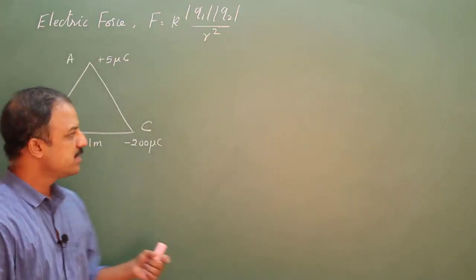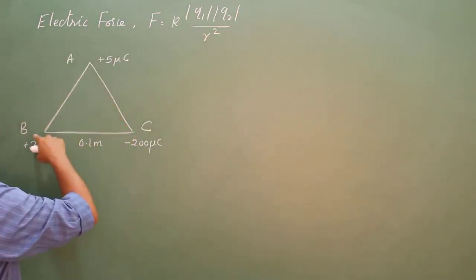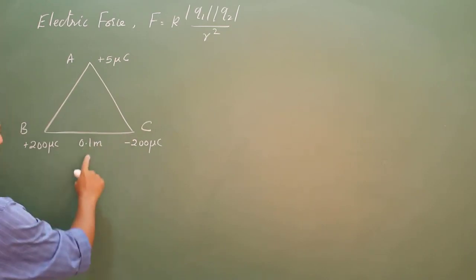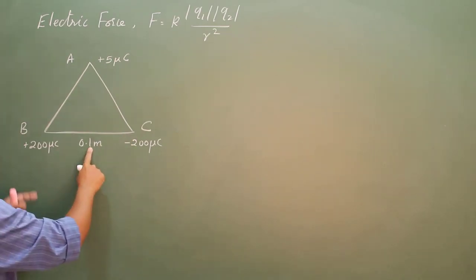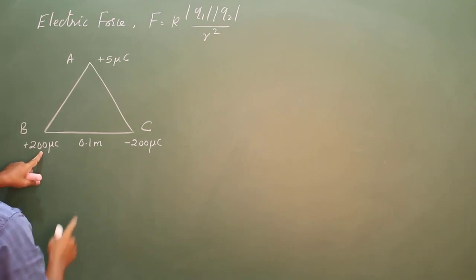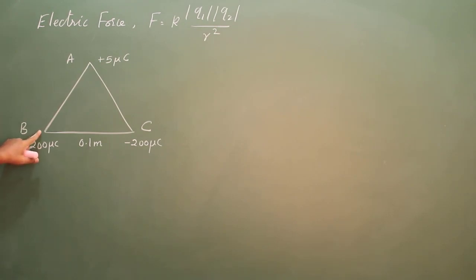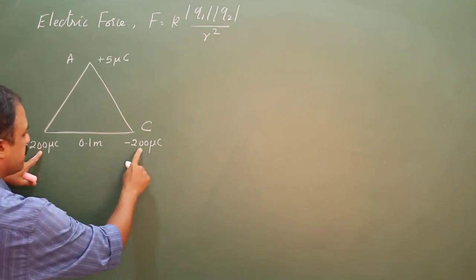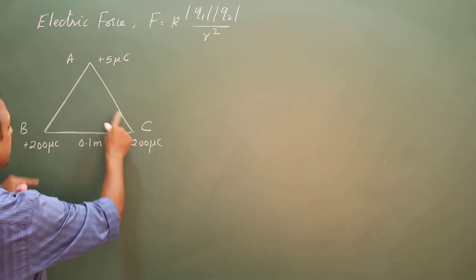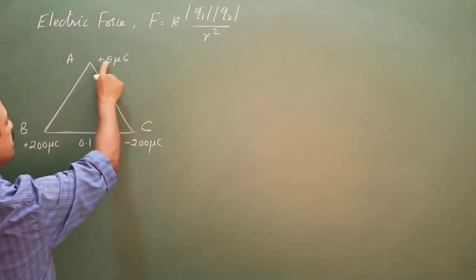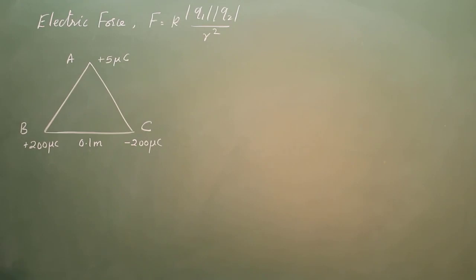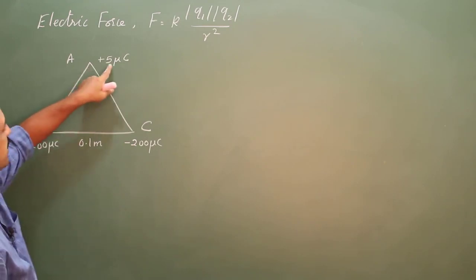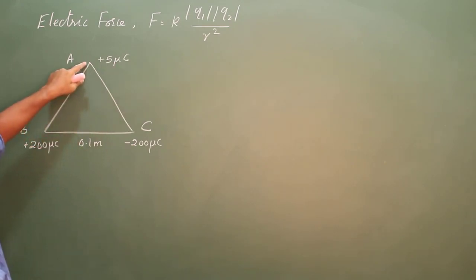Now in this problem, you have an equilateral triangle. ABC is an equilateral triangle of side length 0.1 meter, and a charge of plus 200 microcoulomb is placed at this vertex B, and a charge of minus 200 microcoulomb is placed at C, and a charge of plus 5 microcoulomb is placed at this vertex A. Now your question here is to find the net force acting on this charge placed at A due to these two charges.